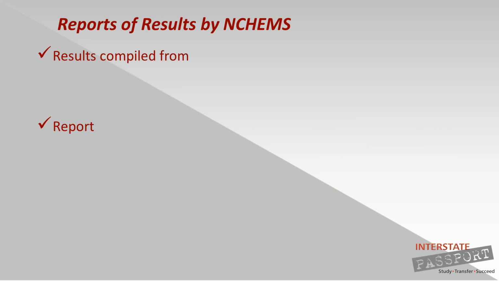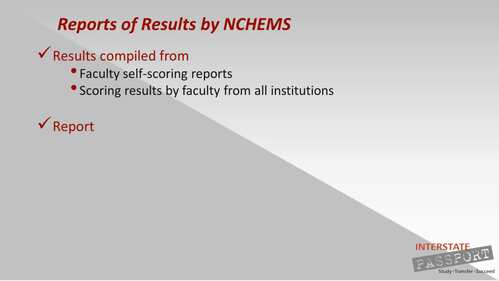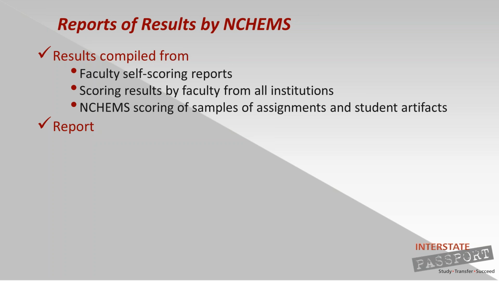What sorts of results are going to be reported by NCHEMS? Well, the results are going to be compiled from faculty self-scoring reports, the scoring results by faculty from all institutions, and NCHEMS will be scoring samples of assignments and student artifacts. So the self-scoring refers to the work that I've already mentioned that faculty will do when they score assignments and artifacts from their own institution. They're also going to be scoring artifacts and assignments from all the other institutions. And in addition, NCHEMS is going to bring their expertise and experience to scoring a sample of the assignments and the student artifacts.